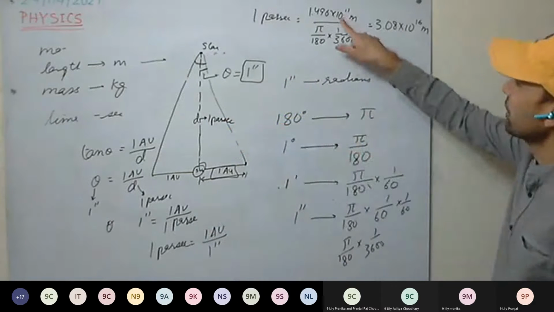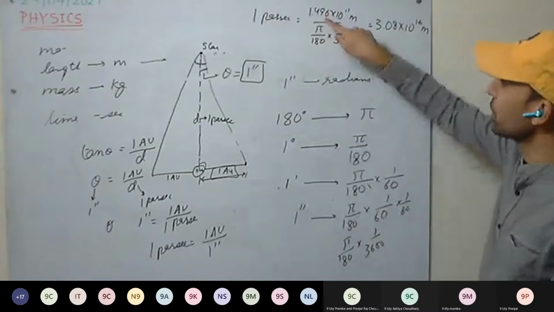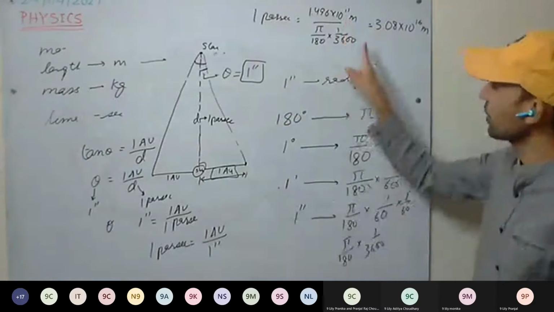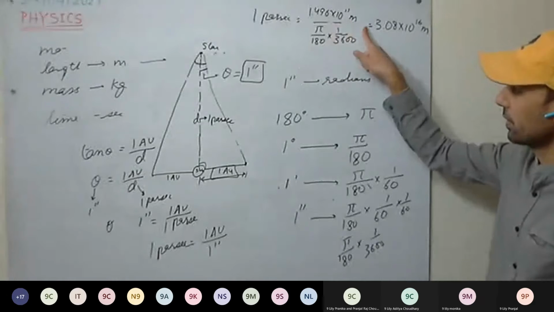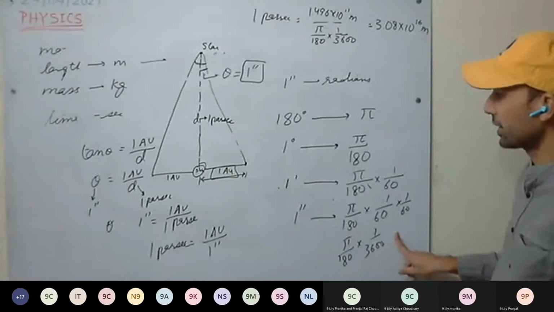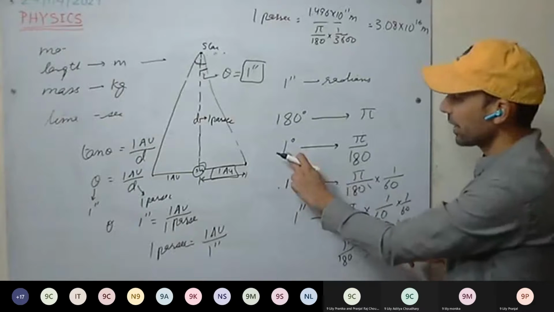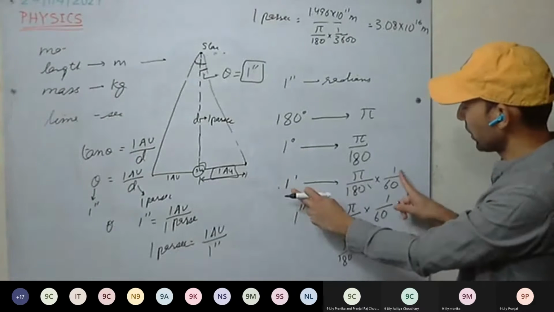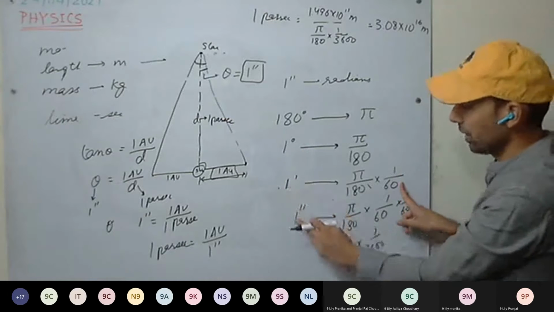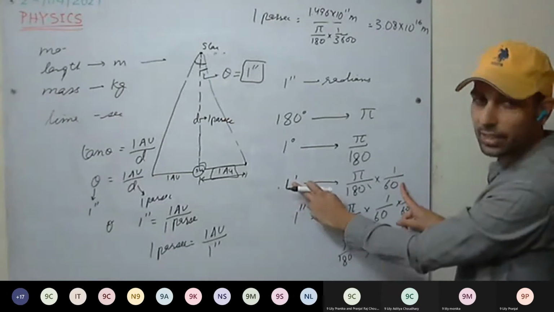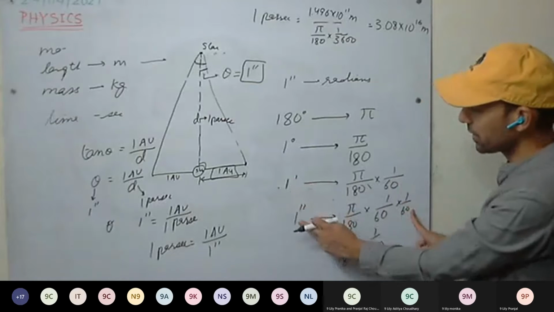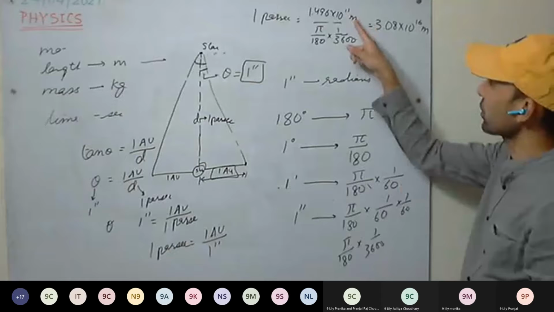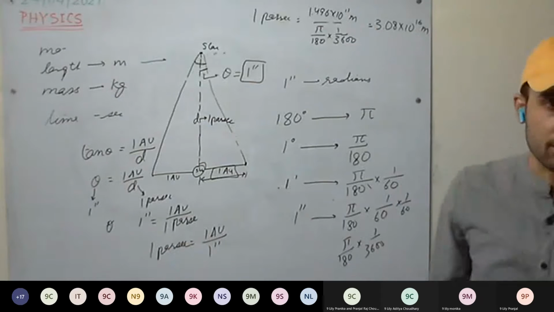Then we substitute 1 AU equal to 1.496 times 10 raised to the power 11 meters, and 1 second we have converted into radians. This is the way to convert to radians. In each degree there are 60 minutes, so divided by 60 gives 1 minute. In each minute there are 60 seconds, so divided by 60 gives 1 second. We substituted this and calculated, and it comes out to be 1 parsec.